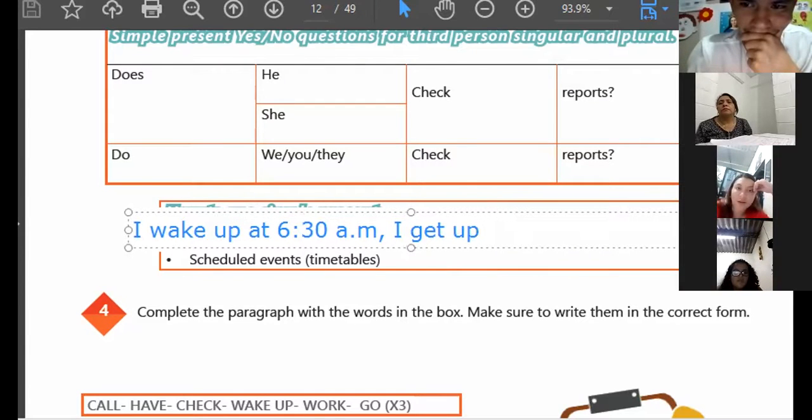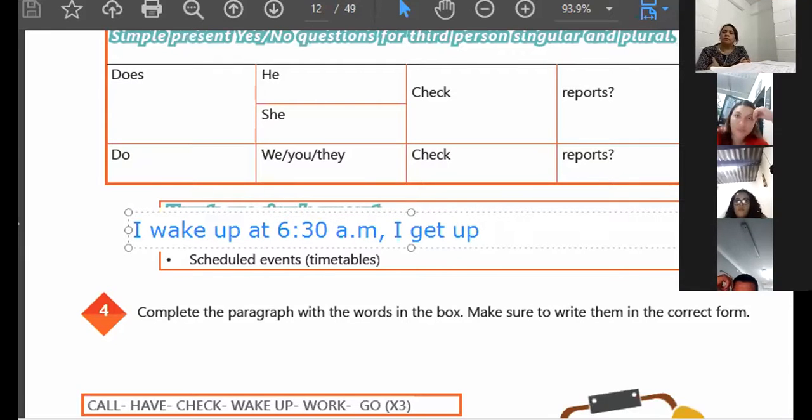I get up. What time do you get up? Do you get up at the same time that you wake up? For example, the alarm clock starts and you just turn it off and then you get up. Do you usually do that? No, right. You stay a little. It's difficult. Yes, you're right. 6:40. Okay, let's say 6:40. Okay, very good.